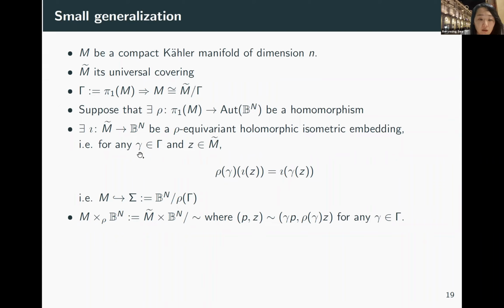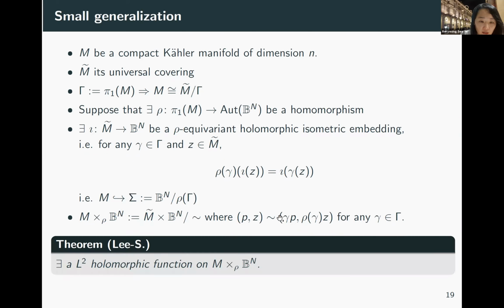So that means for any gamma and z, it should satisfy these equalities. So that means this compact Kähler manifold should be holomorphic isometrically embedded into this ball quotient. So in this case, we consider this Bn fiber bundle, which is given by M tilde product Bn, and we take the quotient with the relation given by this.